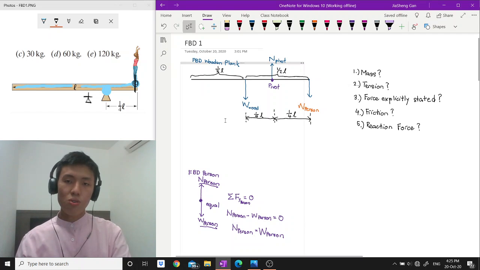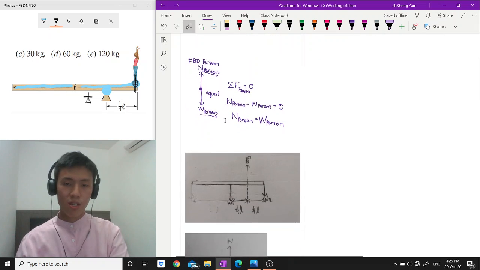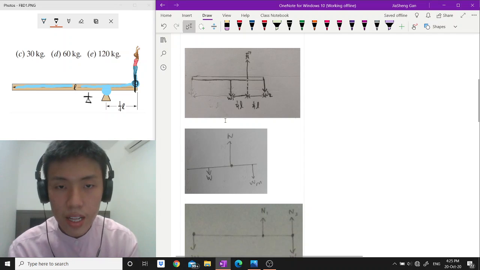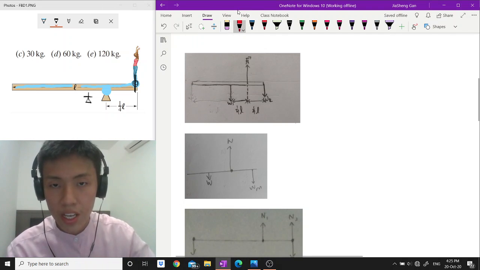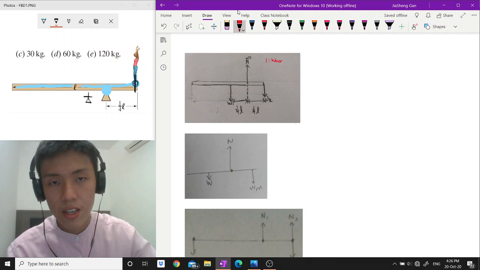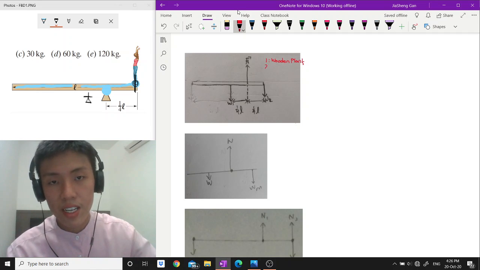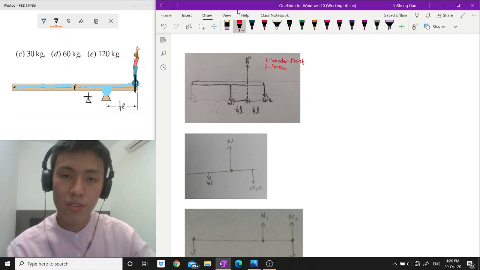Okay, so after drawing this thing, let's look at some of the examples you have drawn for your homework. Well, this one seems fine. So you have your weight, then you have your weight number 2, which is a person. I'll prefer if you can write 1 is for the wooden plank, just to make it very clear what it means. Then the second is probably for the person.